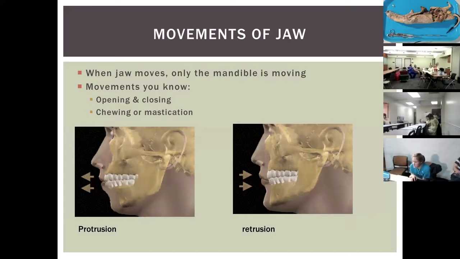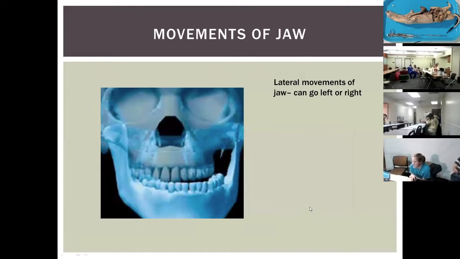Mastication means chewing. These two movements down here: protrusion, so sticking your mandible out. Retrusion is pulling the mandible back in. So one other movement you may not have thought about is lateral movements of the jaw, and it can go left or right. So this kind of shows the mandible going in one direction.